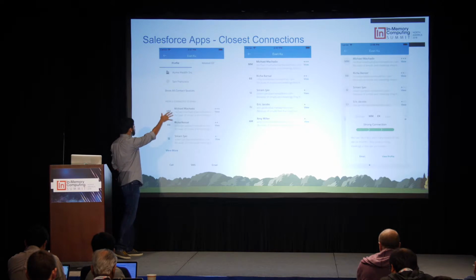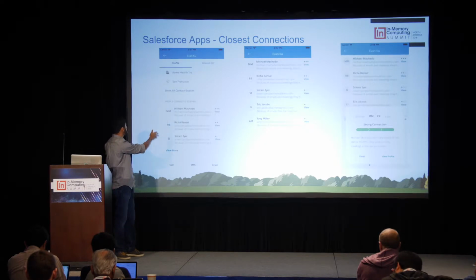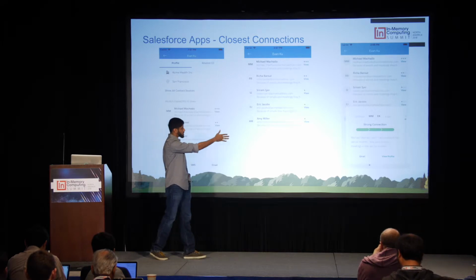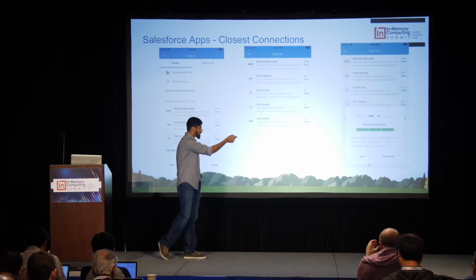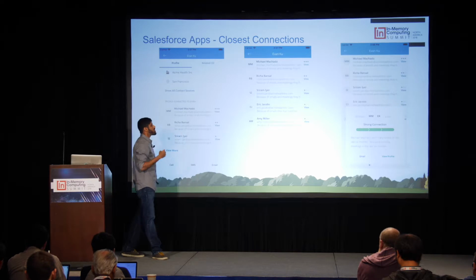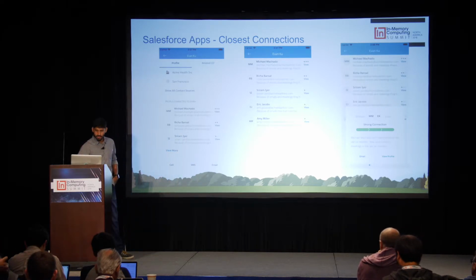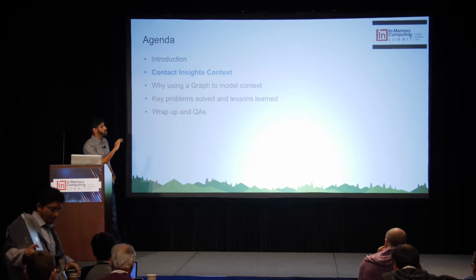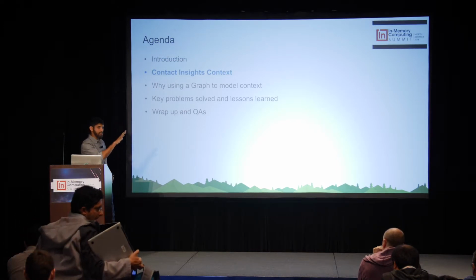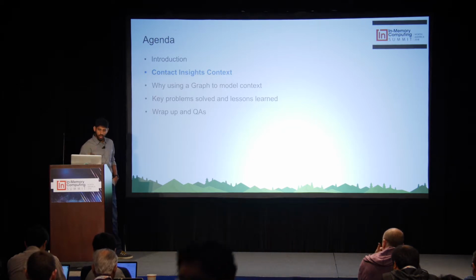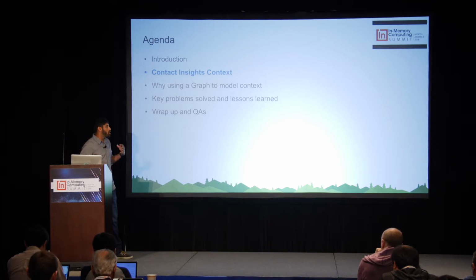Initially, we show all these closest connections, who they are, why they are the closest connection, and how strong the connection is. And we describe how we evaluated why this is a stronger connection as well. So that is more of the introduction of what we try to build. And now we are going to talk about the context of how we thought about it.